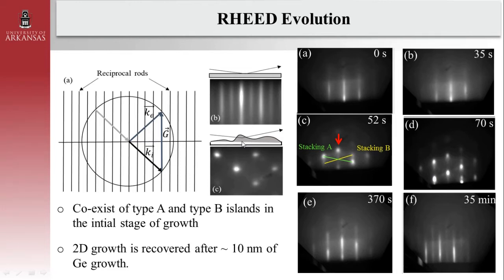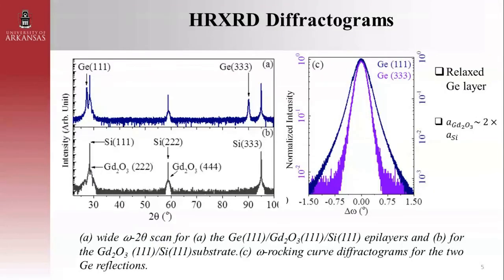So this is the structural characterization using high resolution X-ray diffractometers. Here is the wide omega-2theta scan of the bare substrate. This one is for the bare substrate. I hope everyone understood the XRD physics.